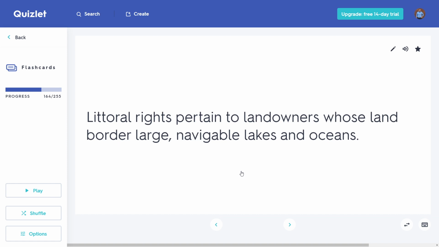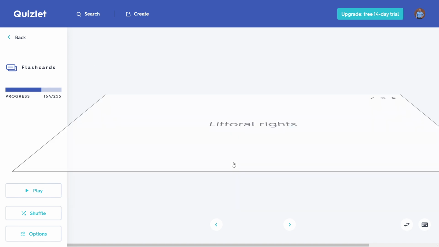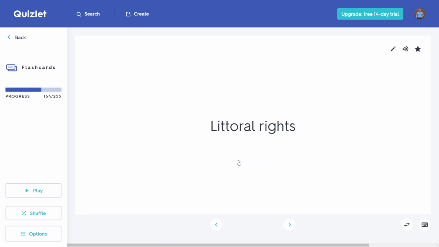Here is the $1 million easy way to remember this. Littoral lakes. The L meaning lakes. It's as simple as that, guys. Littoral lakes. Say it with me. Littoral lakes. That's how you remember that one. Simple as that.